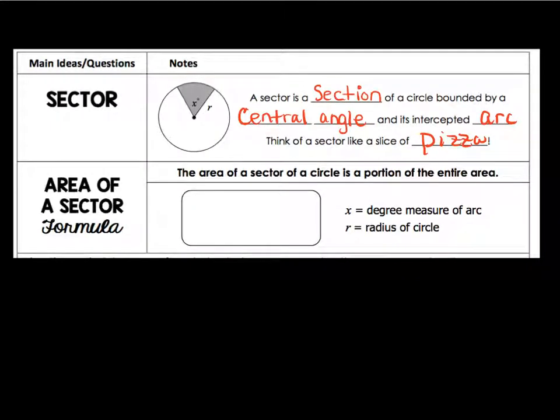We're still looking at area, except we're looking at area of a section, which we call a sector. So a sector is a section of a circle bounded by the central angle and its intercepted arc. Got to think of it like a piece of pizza. So the formula for finding the area of a sector is going to be x over 360, so that's the angle over 360 times pi r squared. And x is going to be the measure of the arc or the central angle.